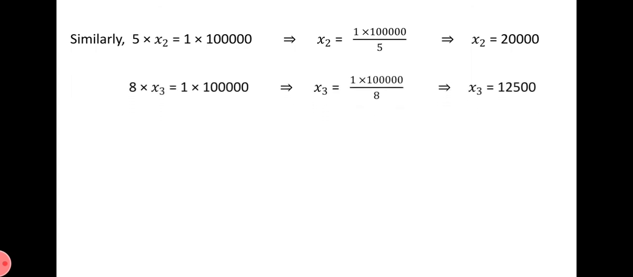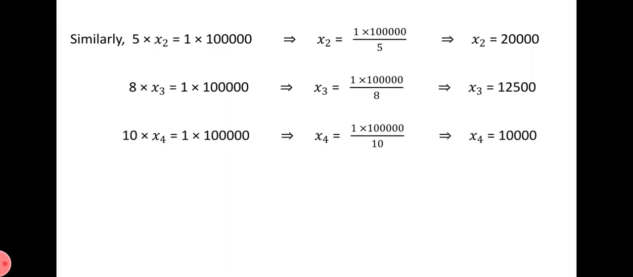Next, 8 into x3 equal to 1 into 1 lakh. Implies that x3 equal to 1 into 1 lakh upon 8. Again we reduce this and we get the value of x3 as 12,500. So if the winners are 8, then each winner will get rupees 12,500. Next, 10 into x4 equal to 1 into 1 lakh implies that x4 equal to 1 into 1 lakh upon 10. Here 1 and 10 will cut, so we get x4 equal to 10,000. So if the number of winners is 10, each winner will get rupees 10,000.